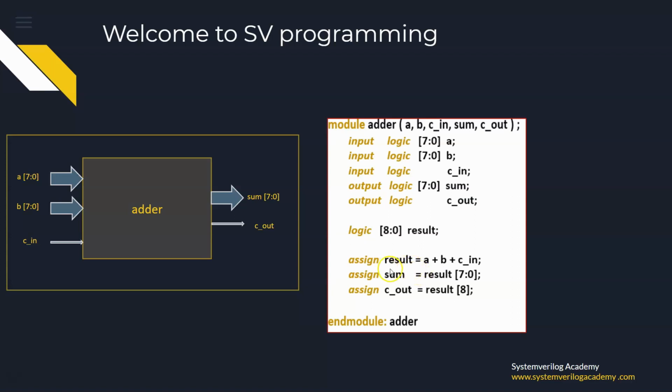Now in the functional part, first you will be adding A, B and Cin and assigning it to the internal variable named result. Since result is declared as [8:0], it is a 9-bit vector. So when you add A, B and Cin, and there is a carry overflow, that will come as the 9th bit of this result. Therefore your output sum will be equal to result[7:0] and your output Cout will be equal to result[8].